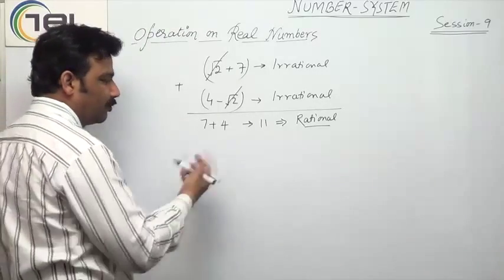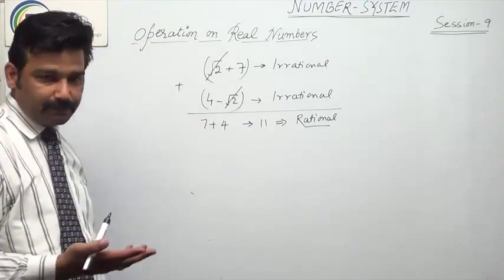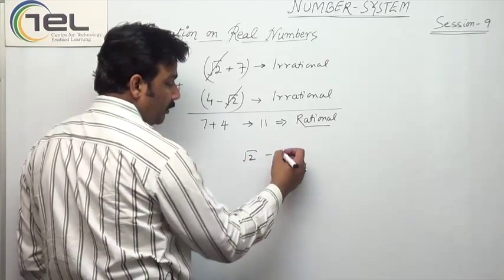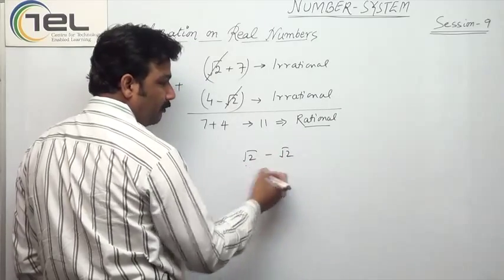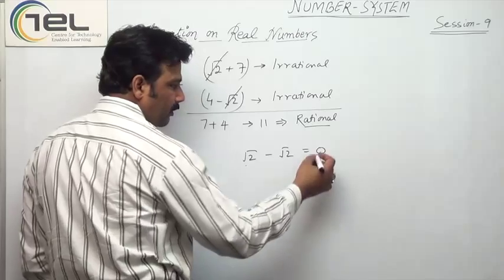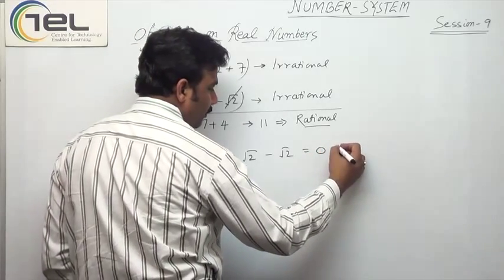Then the same process goes with the subtraction of them. This is again the same thing. Root 2 minus root 2. These are the two irrational numbers. Again it will give you 0. What is this? 0 is a rational.